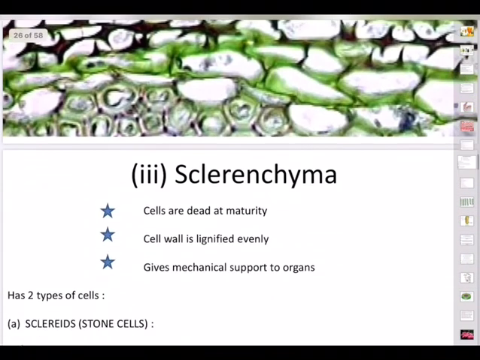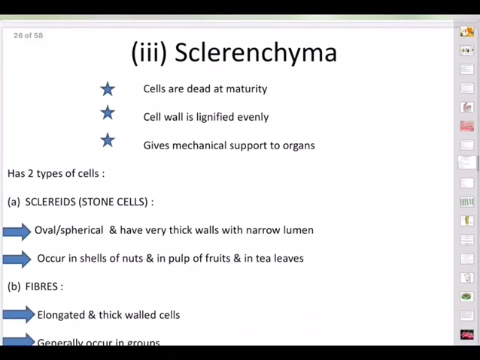Sclerenchyma is the only dead tissue. Remember this. The cell wall is lignified. In parenchyma and collenchyma it is not lignified; they are living tissues, alive. Sclerenchyma is dead. Okay, and here lignin is there. Having lignin makes sclerenchyma tough, and being tough, sclerenchyma gives mechanical support.